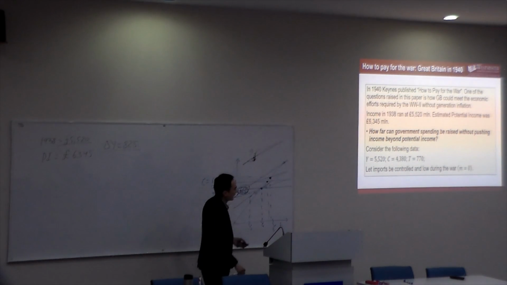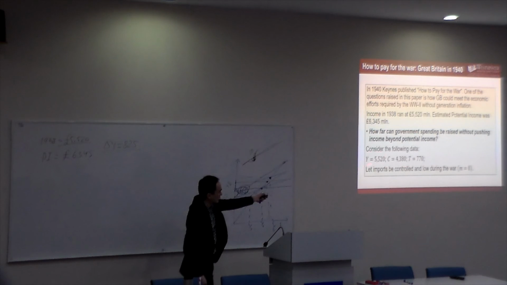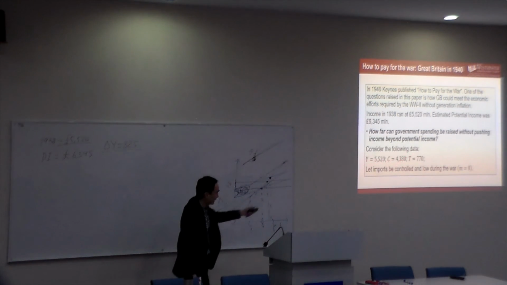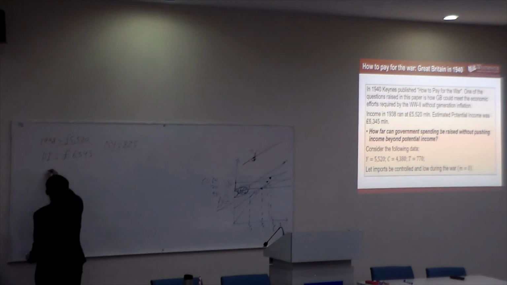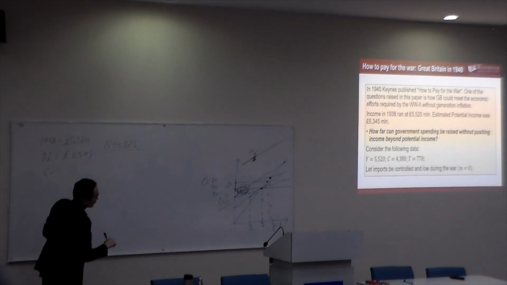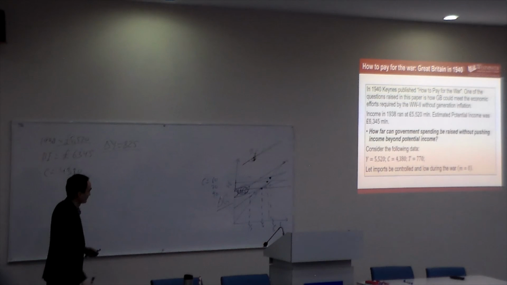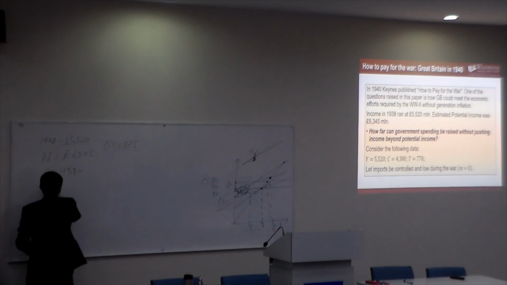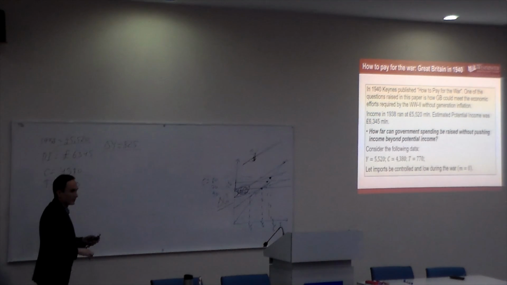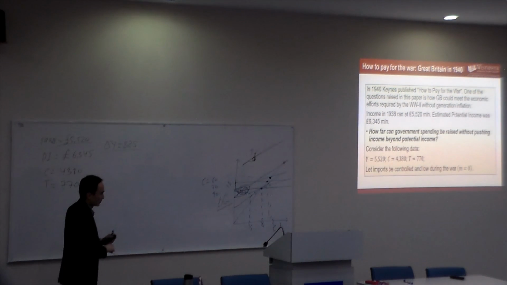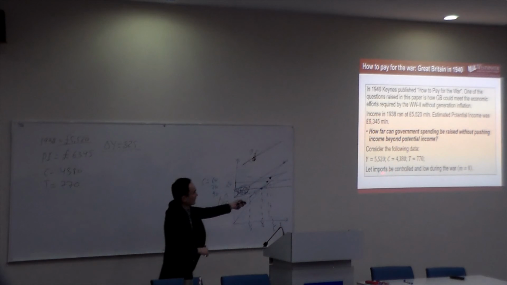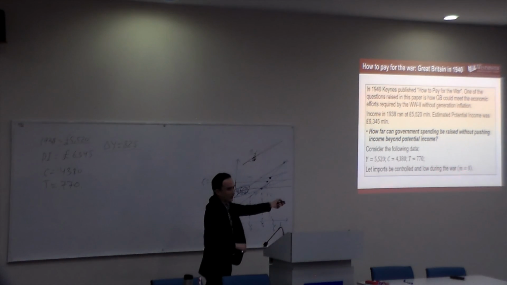Good. And now there is some data given here. The output is given. Consumption is equal to 4,380. And we have tax given, which is 770 billion pounds. Okay? And now, let interest be controlled and low during the war.